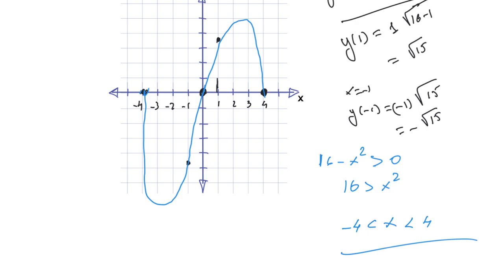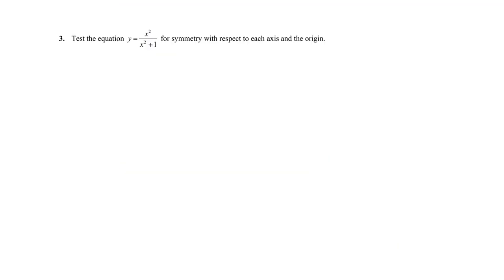Let's go to the next problem. The third problem says: given this equation y of x equal x squared divided by x squared plus 1, we have to check for symmetry with respect to the axes. Normally, when an x squared appears, there is a symmetry with respect to the y-axis. So let's prove that y of x equals y of minus x.